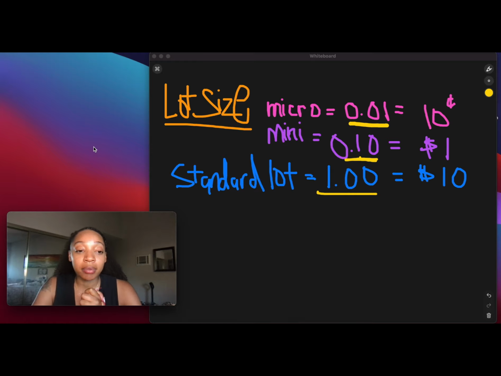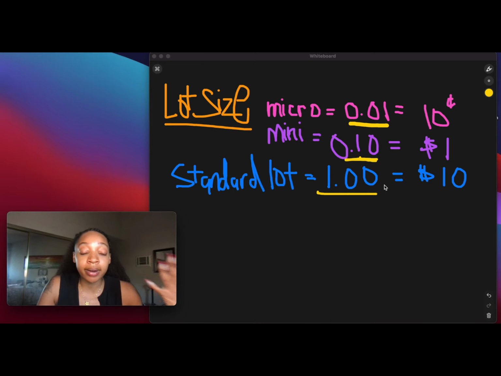So we're talking about lot size today. Yay, we're moving on up. Basically there are three main types of lot sizes. We have the micro, the mini, and the standard lot. Now these are very important.